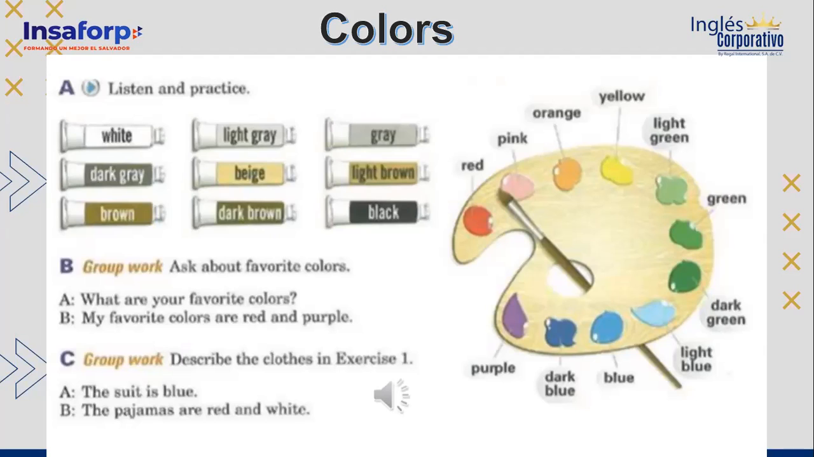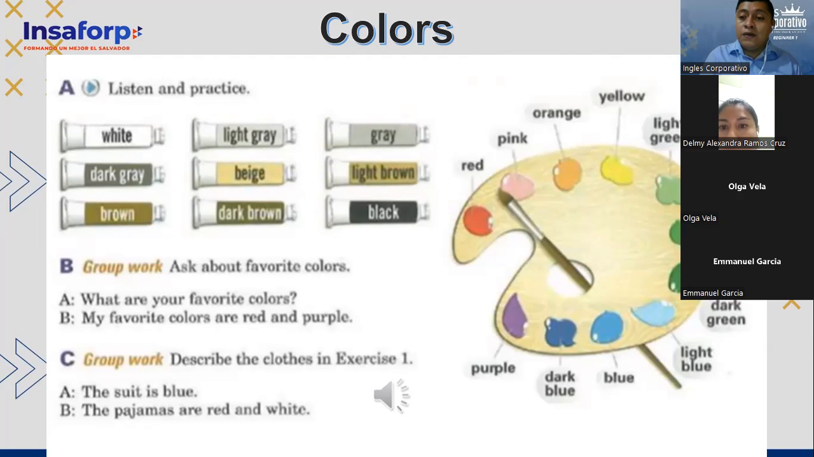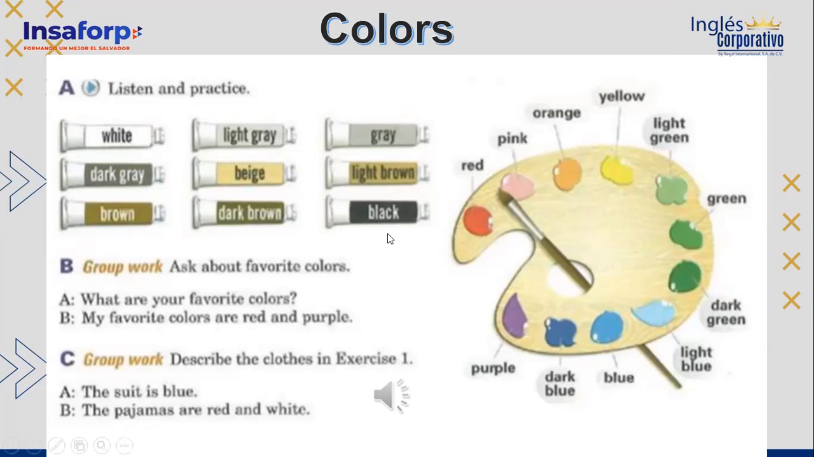Then we have dark gray, beige, light brown, dark brown, black. And I have the other colors here. Red, pink, orange, yellow, light green, dark green, light blue, and dark blue. And finally, purple. Okay, so let's listen to the colors, and then we're going to practice.